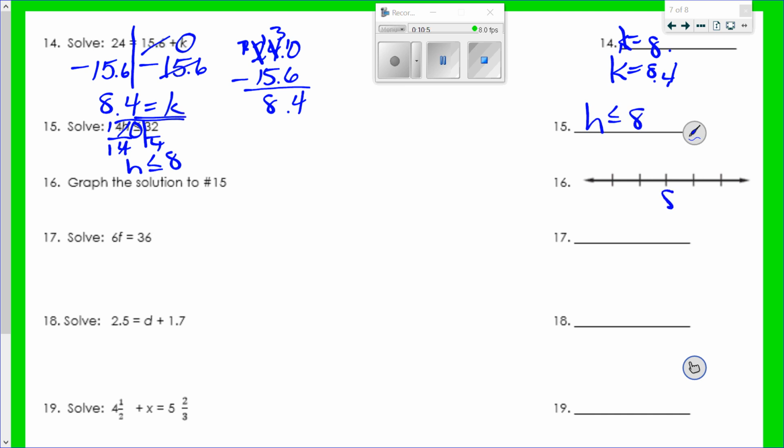So now to graph it, less than or equal to means it's a closed dot because 8 is part of my data set. Less than means it's going this direction.